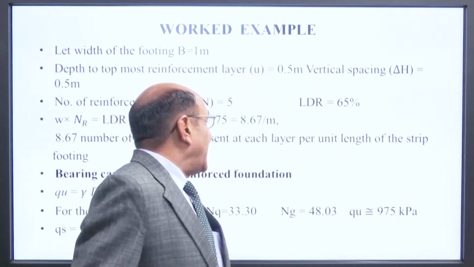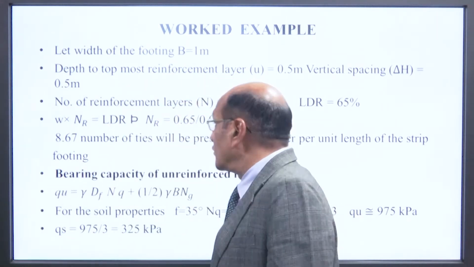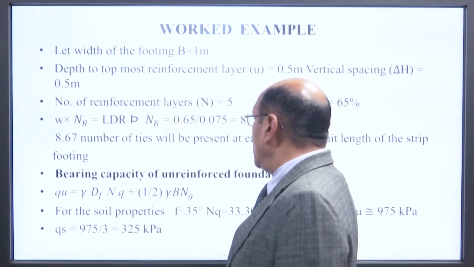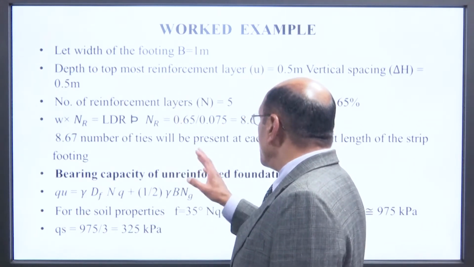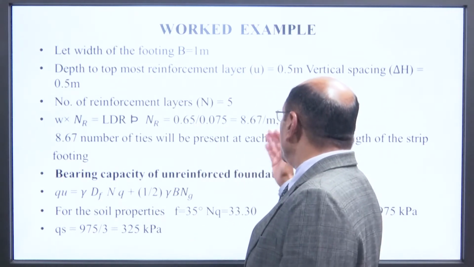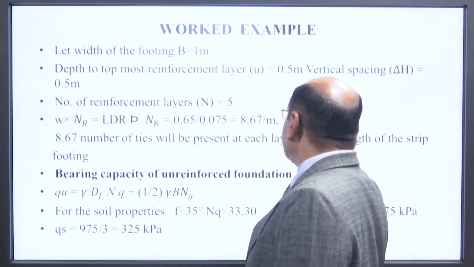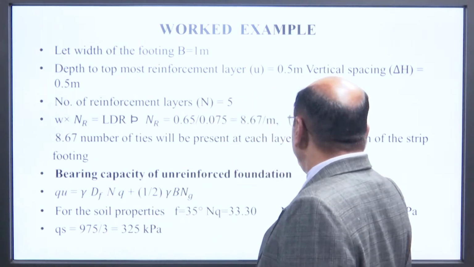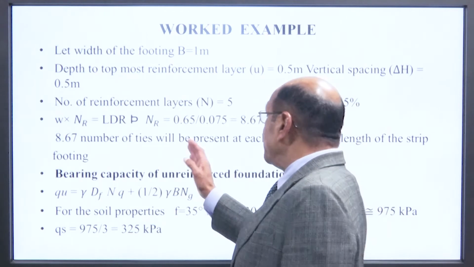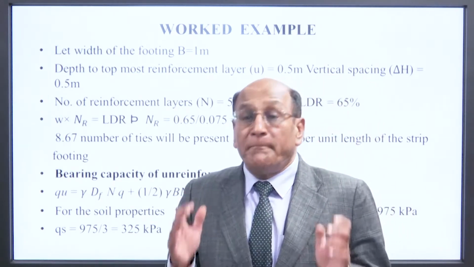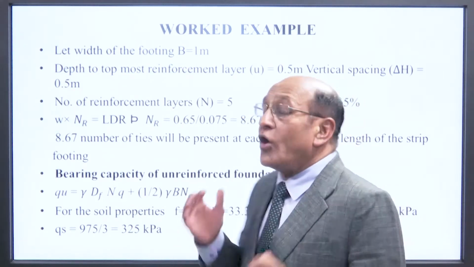LDR, the linear density of reinforcement, is 65%, already given in the question, that is W into NR equals LDR, and that is equivalent to NR equal to 0.65 divided by 0.075, that is 8.67 per meter. So, 8.67 ties will be present in each layer per unit length of strip.